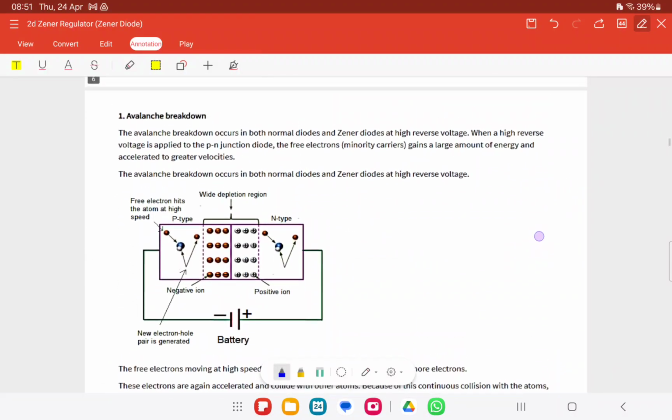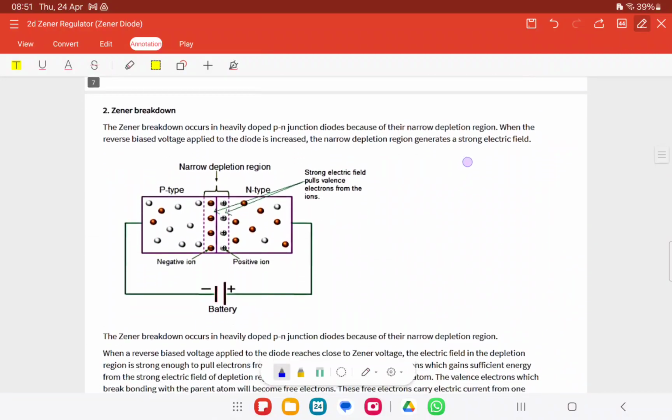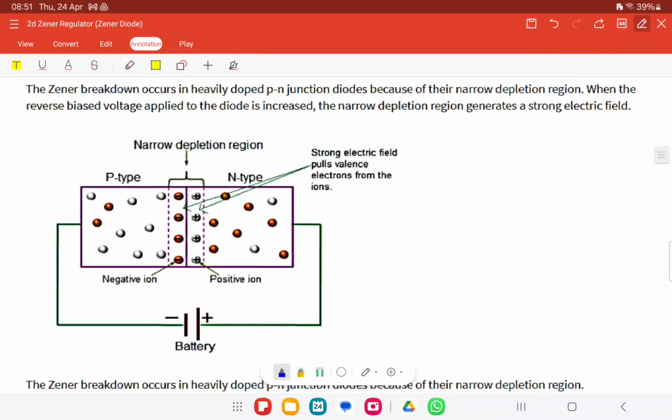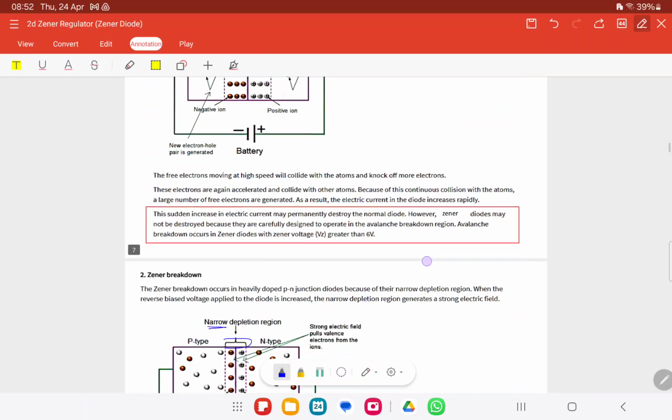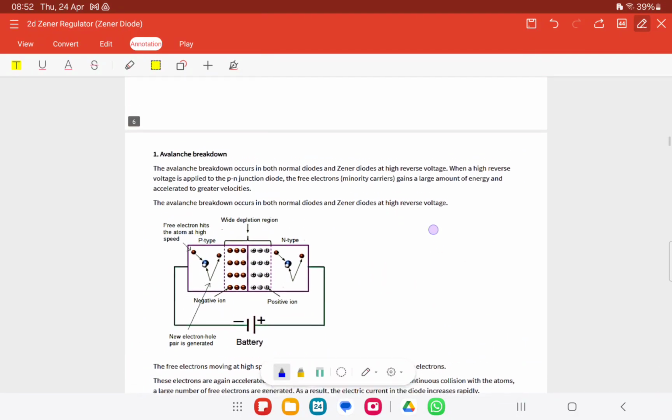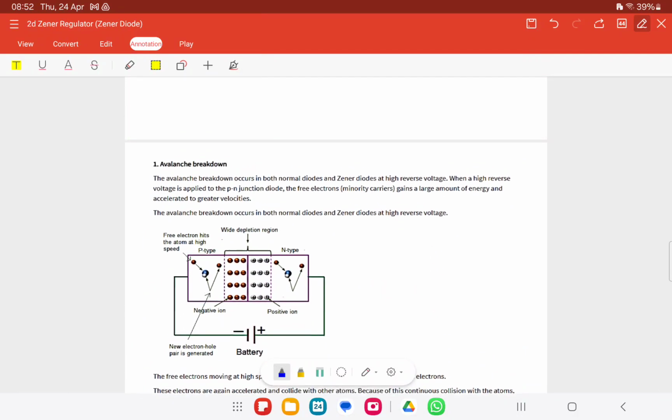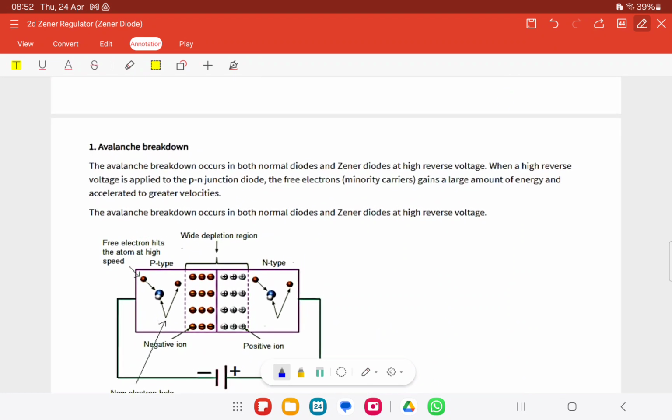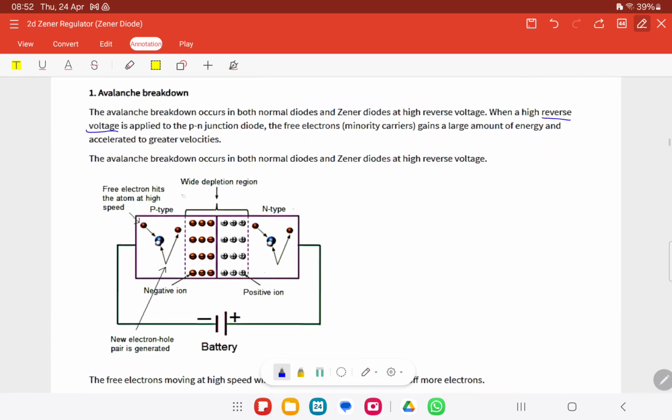Okay, so this is for the avalanche breakdown. Okay, go here first. This is for the Zener breakdown. If you go for the depletion region here, it is narrow. But if we further go for the reverse bias or reverse voltage, it will become wider. When it becomes wider, it means more collisions will occur.